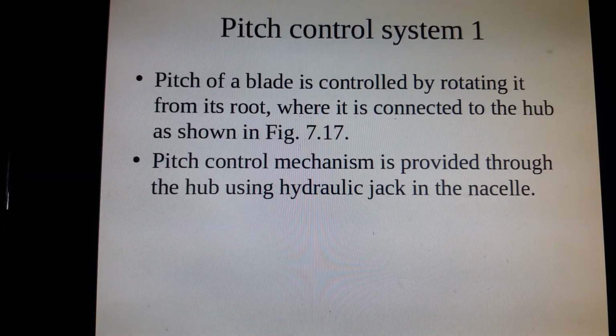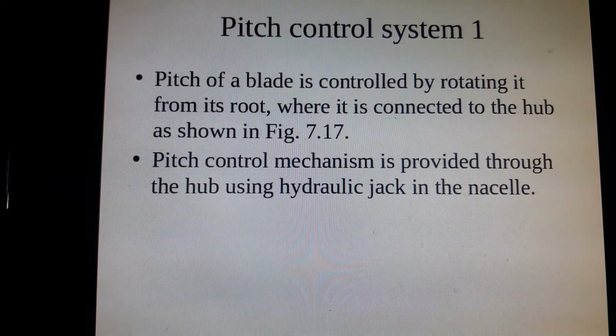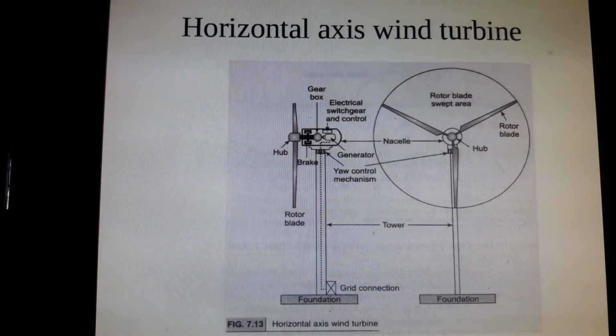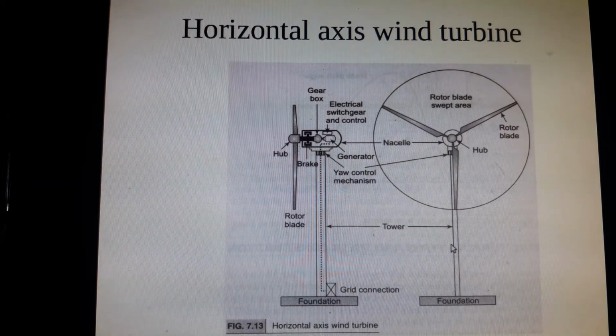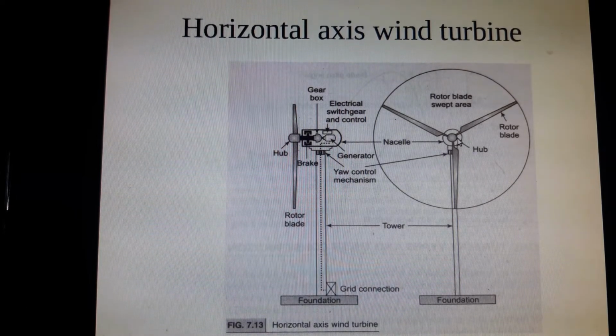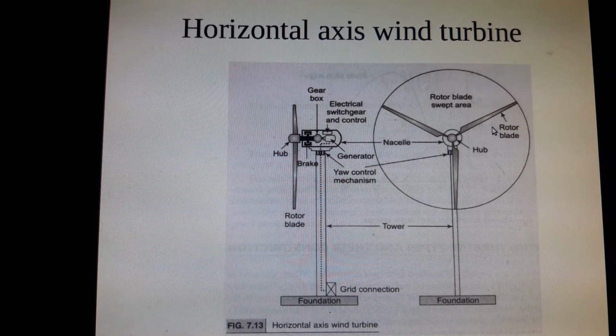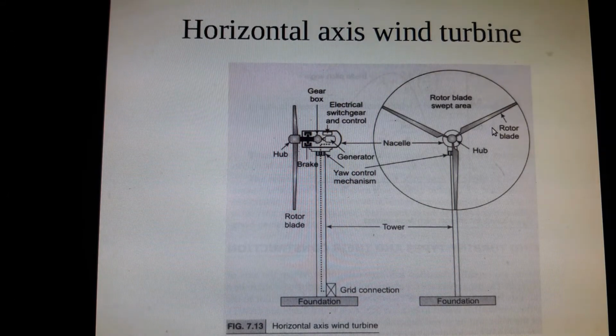Now we are going to talk about the pitch control system. To understand this pitch control system, we have to go back to the schematic diagram of the wind turbine. Here you can see that the rotor is connected with the hub. If we want to rotate the rotor with reference to its axis, it is called pitch control. This pitch control is used for controlling the speed of the wind turbine.